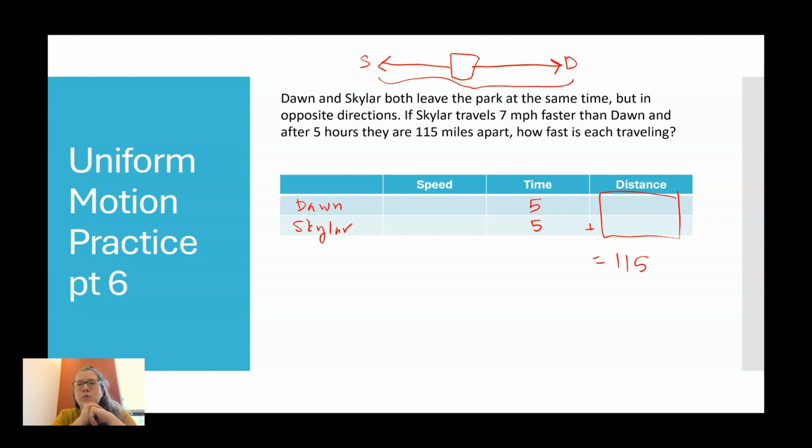How fast is each one traveling? So it doesn't matter where we put our X. It could be Dawn or Skylar. Skylar's traveling 7 miles per hour faster than Dawn. So let's call Dawn X and Skylar X plus 7. All right, let's see what happens. Speed times time equals distance. 5x and 5 times x plus 7. We know those add up together to 115. So we're going to solve, distribute out this 5.